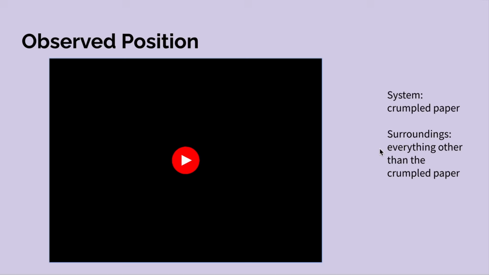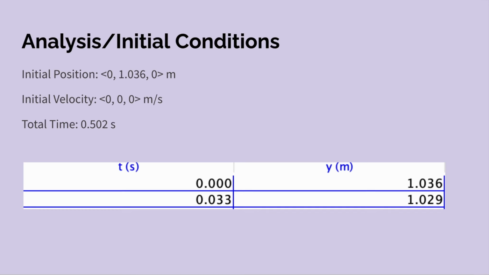One important thing to mention is that the crumpled paper is the system, while everything other than the crumpled paper is its surroundings. So with the data we collected, we can see that the initial position is 1.036 meters in the y direction, and the initial velocity is 0 in the x, y, and z direction because it is starting from rest. The total time for the crumpled paper to drop is 0.502 seconds.